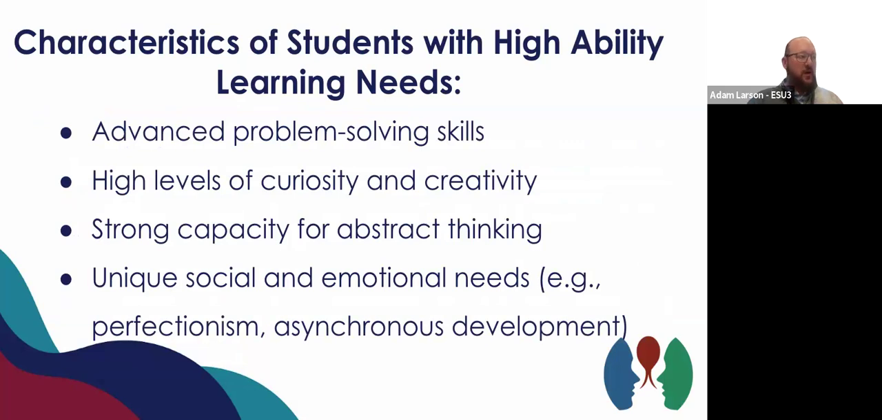So talking about characteristics of high ability students, our students with high ability learning needs are going to show advanced problem solving skills, high levels of curiosity and creativity, and a strong capacity for abstract thinking. And then they also come with unique social and emotional needs. These can be things like perfectionism, where making mistakes is real hard.